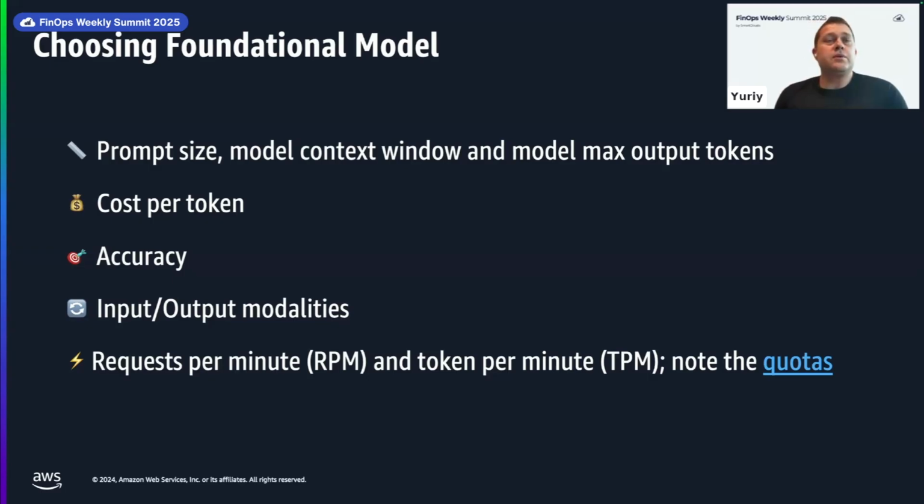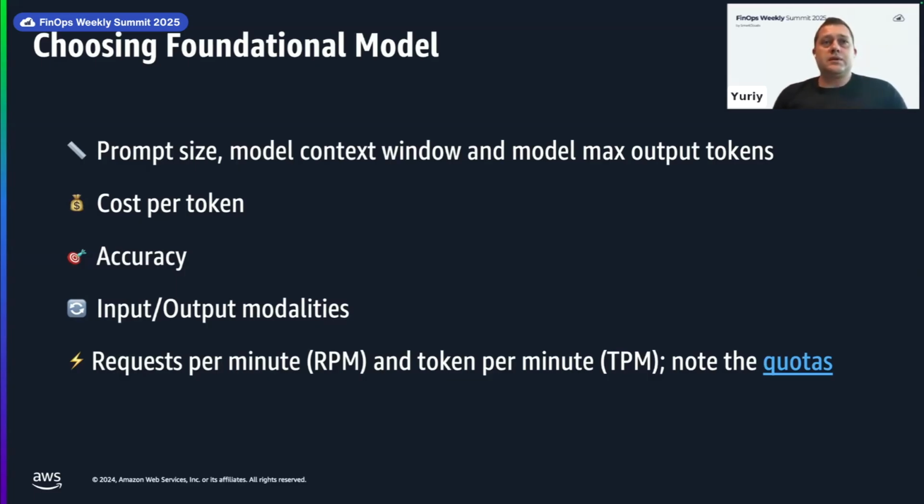So cost per token is different per model, then model accuracy, if it's able to provide you the results that you want. Input and output modalities. So it's basically if you need output as text or you need output as a generated image. Or if your input will be just text or your input would be an image. So models are different by modality as well.